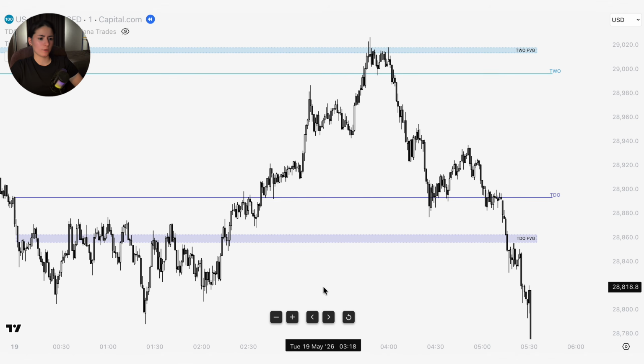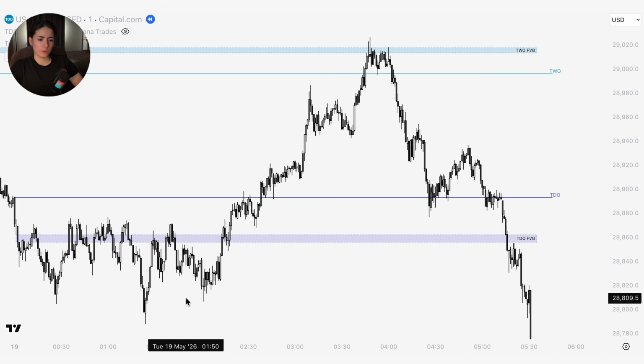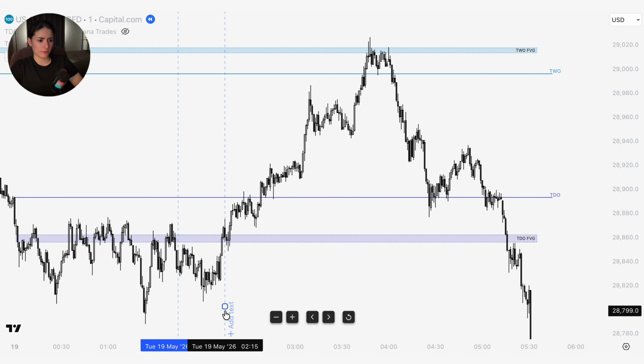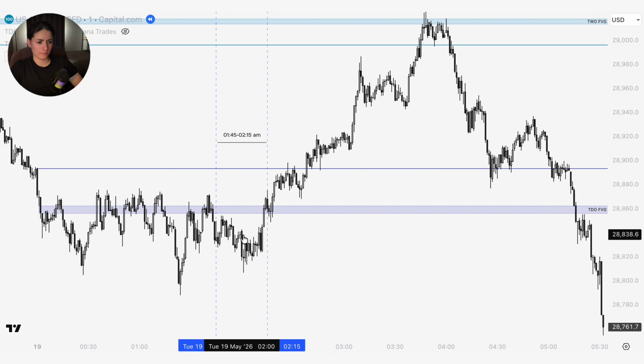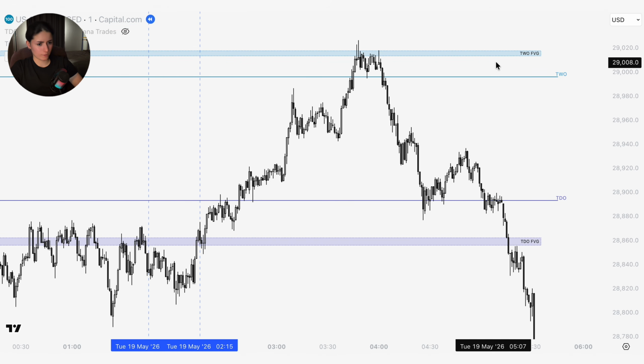Okay, let's break down the first example. This is Nasdaq on the 1-minute chart. First of all, notice that this is the London session. Remember I told you to focus strictly on macro windows and watch how price reacts to our levels during those times. Let's look at the very first macro window of the London session, which is from 1:45 to 2:15 am. As you can see, price broke through this level, retested it, and then moved directly to another level, specifically the true day open first FVG.